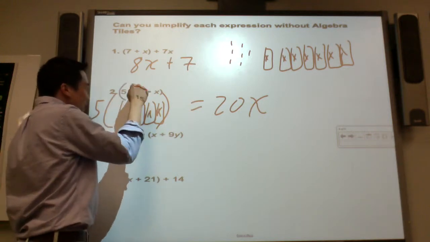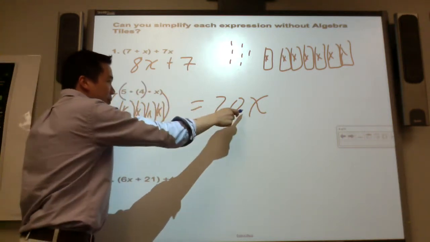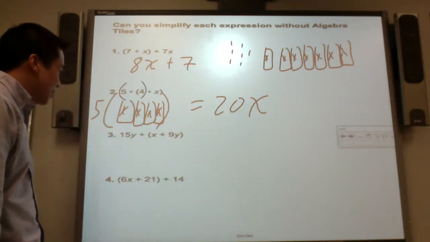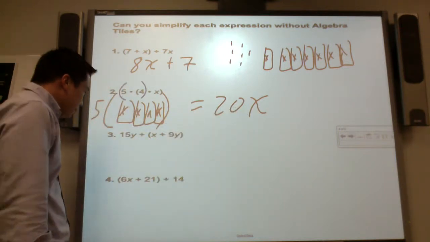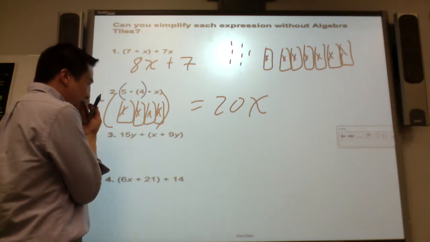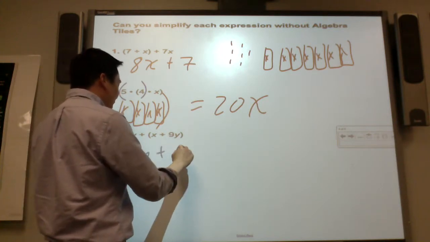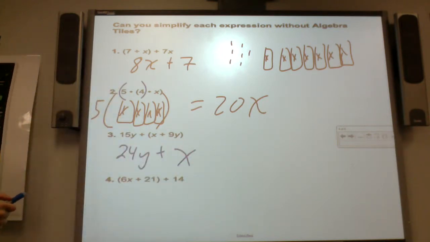Could I have grouped it this way? 5 times 4 is 20. 20 times x is 20x. Yes. All right, next one. You have 15 y's. You put them together with an x and 9 more y's. How many y's do we have in all? You have 24 y's with an x. And that's number 3.